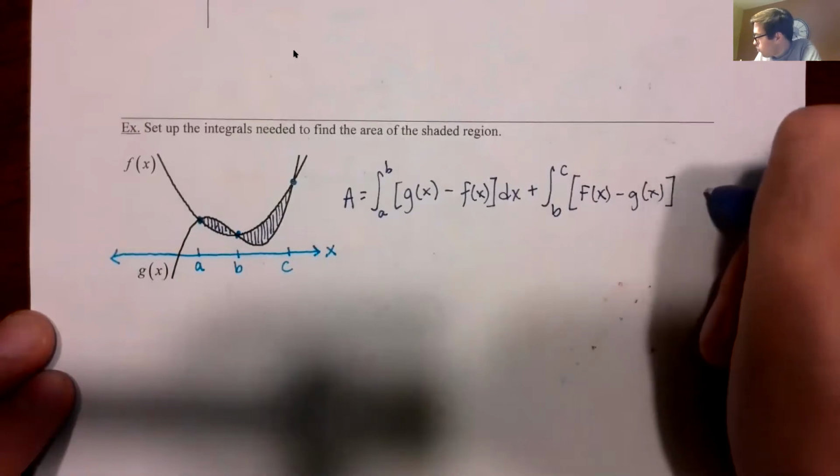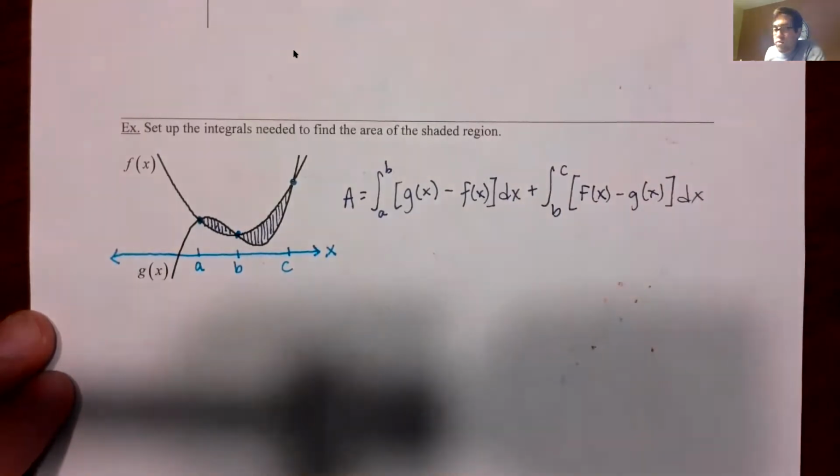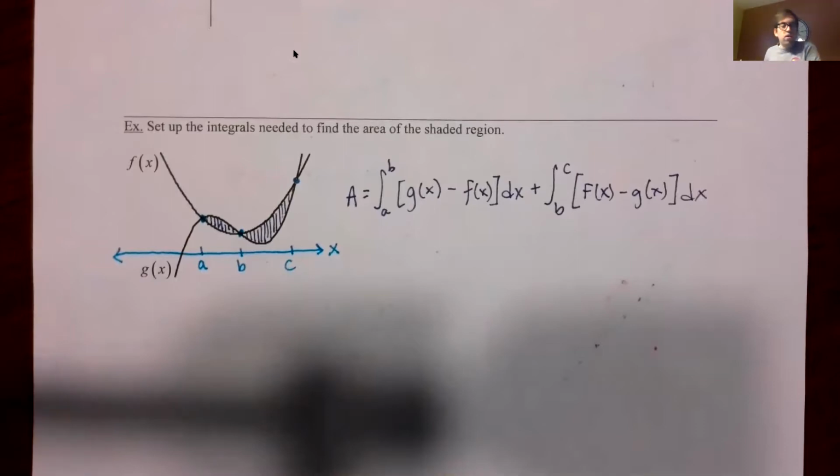So if there's more than one chunk to your area, or the upper and the lower switch, you're going to have to switch it up just like that. Okay, so hopefully that makes sense. That, once you calculate, would give you the area of the purple shaded region. And that's it. That's all of the notes for this lesson.